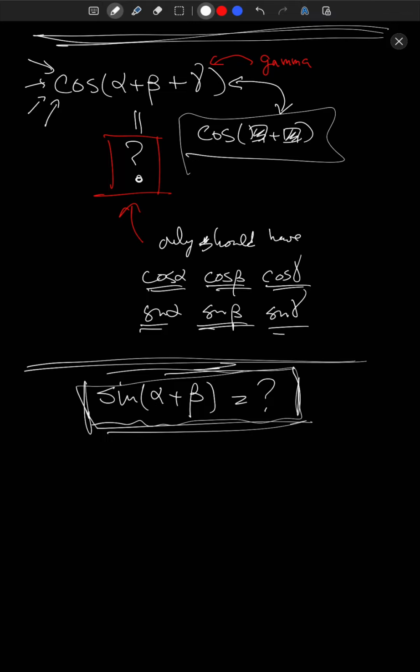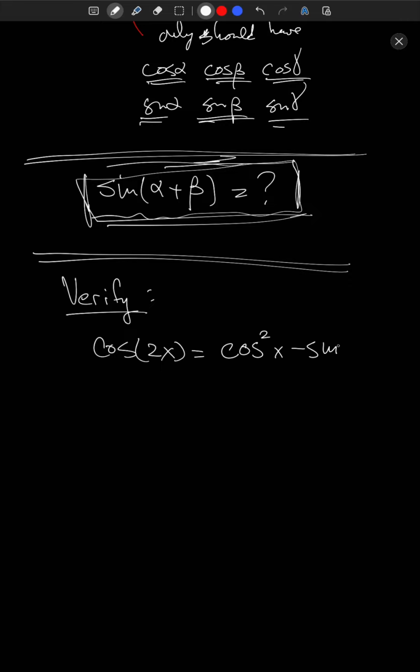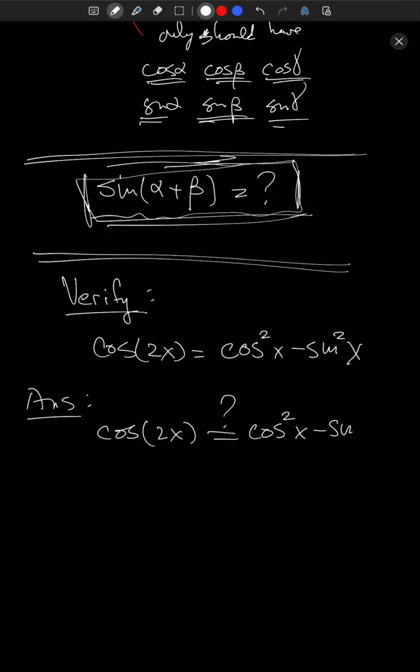Finally, like I said, every time we have a new identity, we automatically can have new verify problems, right? So what about this? Verify cosine of 2x is equal to cosine squared x minus sine squared x. So now we have in our toolbox another identity, so let's try to do it. Let's do it the way we did in the last section. We'll put a question mark here. We're not sure whether it's true or not. We're trying to confirm it.